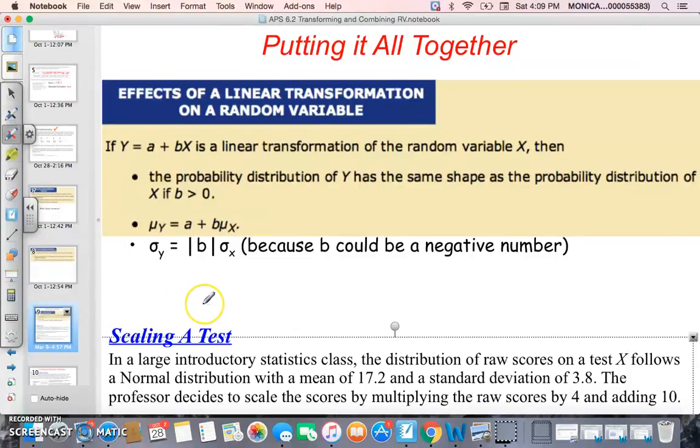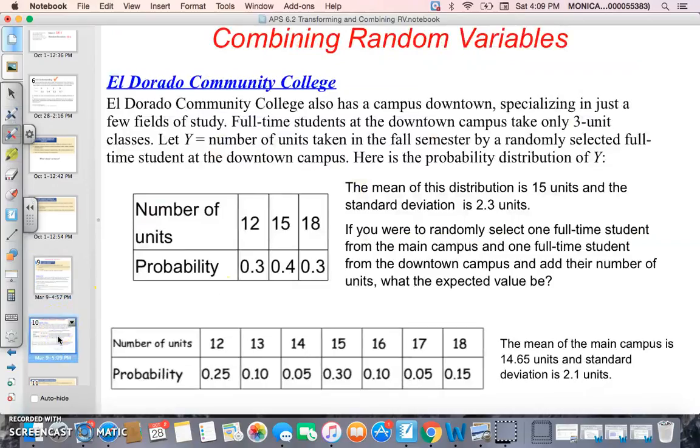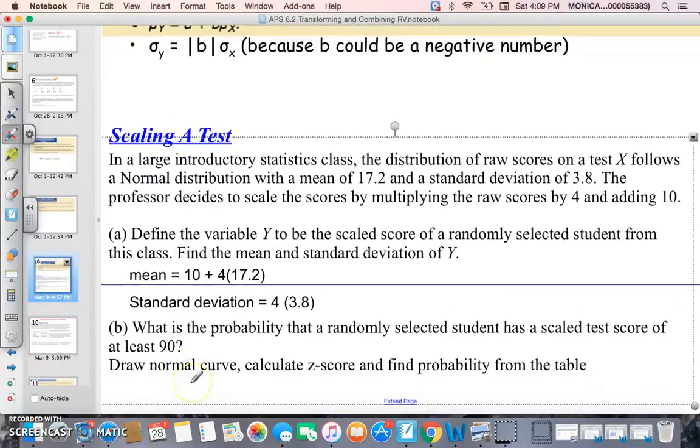Okay, so let's put it all together. If you are adding and multiplying to a particular distribution, then you take the mean and you multiply by whatever the constant is and add on the additional. And if you are multiplying and adding by a particular distribution, you only multiply by the standard deviation. And it's by the absolute value because you can't have a negative standard deviation.